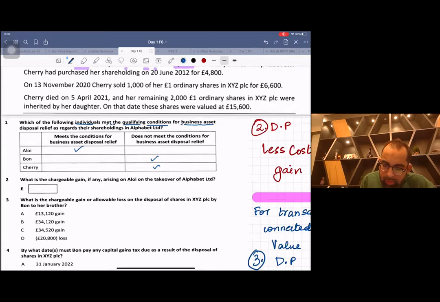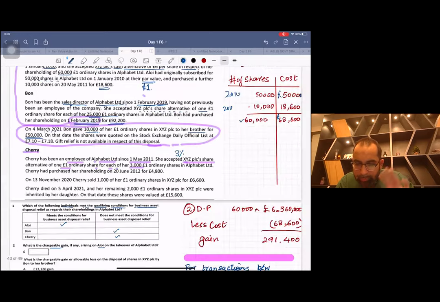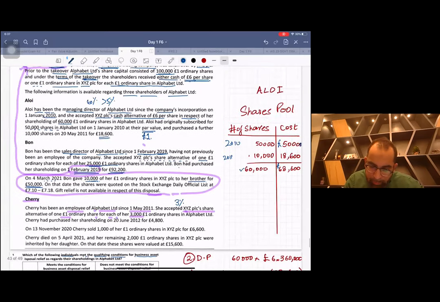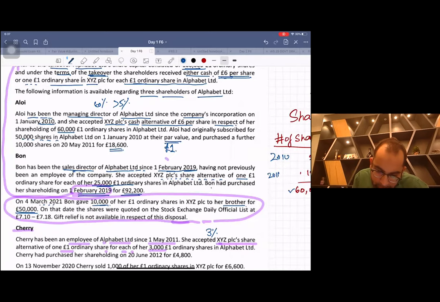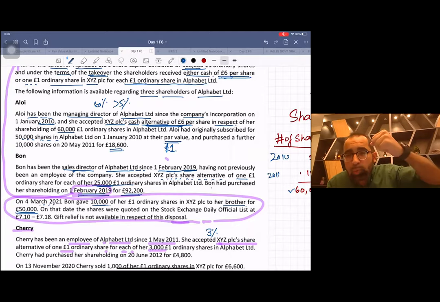Now, what is the chargeable gain, if any, arising on Alloy on the takeover of Alphabet Limited? Alloy accepted the cash alternative. See, it is written. That means he sold the shares. He sold all the 60,000 shares and he took the cash from XYZ PLC. Means it's a pure sale of shares.